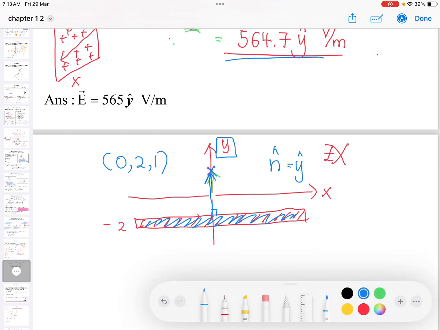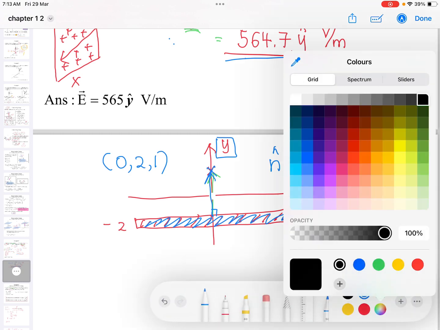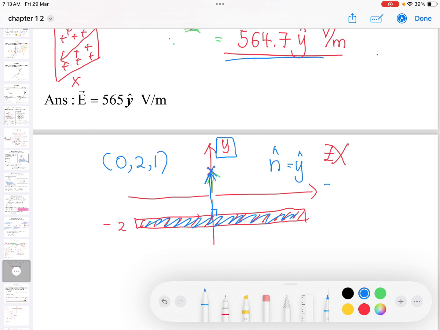So if you are drawing using the z-axis, let me change the color, z-axis, the location will be yz, so it will be 2, 1. z is equal to 1, y is equal to 2, right? So construct an arrow or vector pointing from the plane to the observation point. Still, you will get your n equal to y.